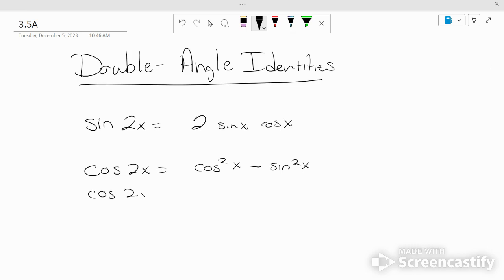Cosine of 2x also equals 2 cosine squared of x minus 1. And also equals 1 minus 2 sine squared of x.